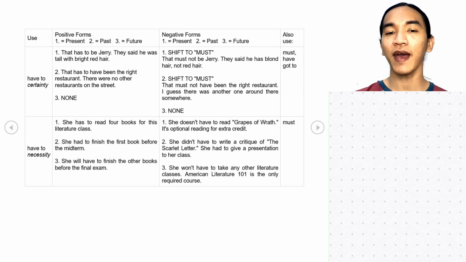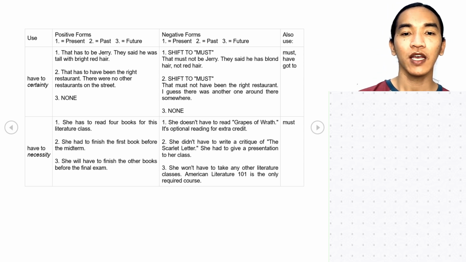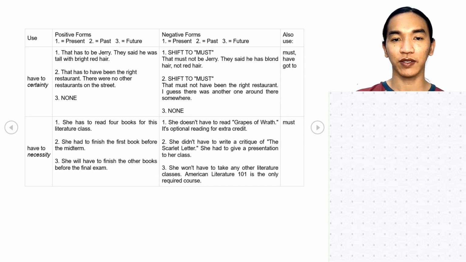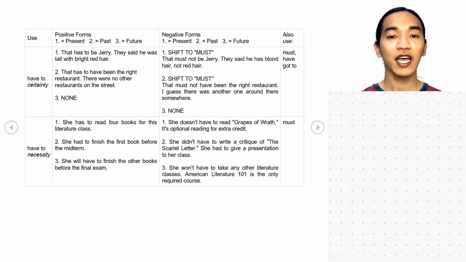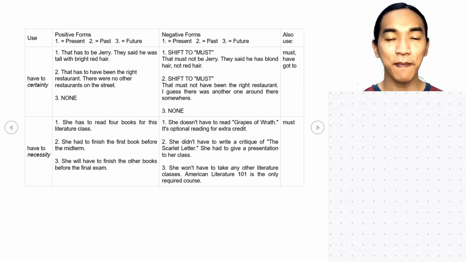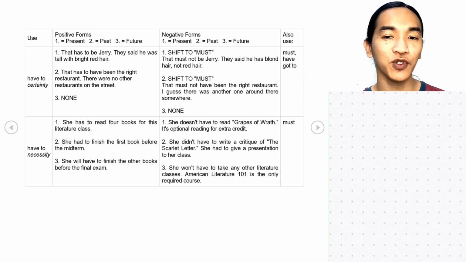Okay, now for the past, we have here that has to have been. Okay, so to have been, so this is like a perfect infinitive. To plus have been, the right restaurant. That has to have been the right restaurant. There were no other restaurants on the street. So you are very sure about it. Okay, now certainty for the future, of course, we cannot be very certain about the future. That's why we don't really use have to for the future tense.